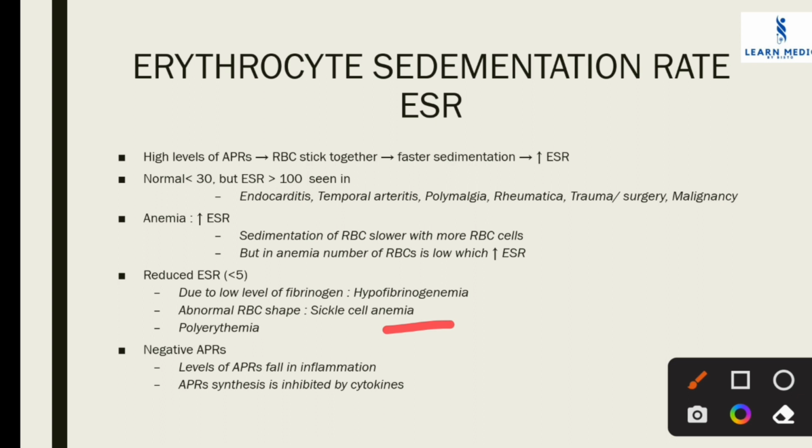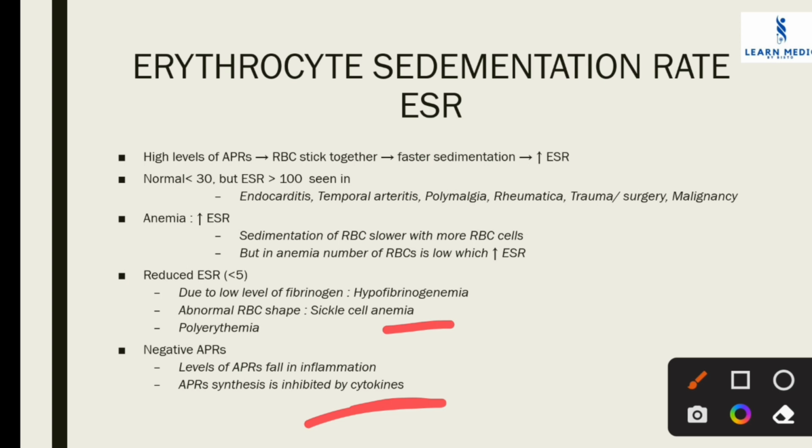The next thing that works against the ESR is the negative APRs. Levels of negative APRs fall in inflammation. The APR synthesis in the liver is inhibited by cytokines. So we have negative APRs which also decrease the ESR rate.